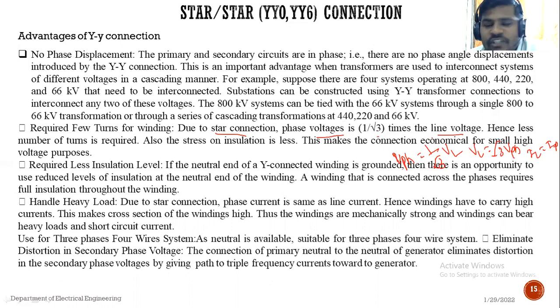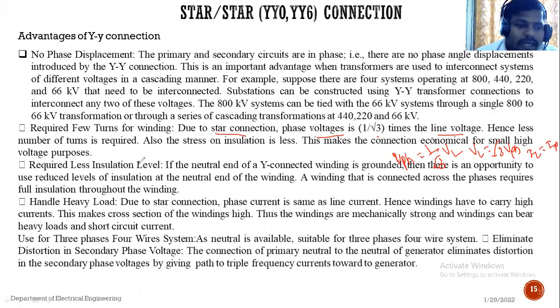Hence the less number of turns it can be required, कमी नंबर ऑफ टर्न्स रिक्वायर्ड आहे. Also the stress on insulation is less, म्हणजे जे काही इन्सुलेशन रिक्वायर्ड आहे ट्रान्सफॉर्मर कन्स्ट्रक्शन साठी, वाइंडिंगचं इन्सुलेशन असेल, ट्रान्सफॉर्मर कोर इन्सुलेशन असेल, and it may be insulating oil असेल, it will require less. Okay, see, and this makes the connection economical for high voltage purpose. आणि याच्यामुळे काय होईल, insulation less required hai, so that cost requirement is less, so for high voltage transformer it is economical. High voltage transformer साठी काय राहिले, economical.